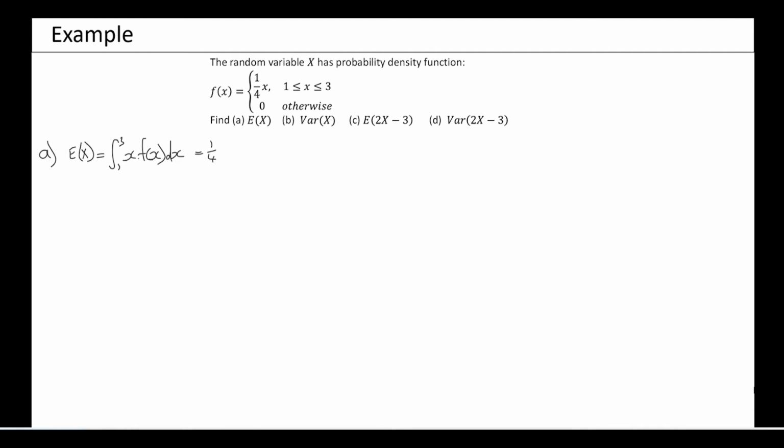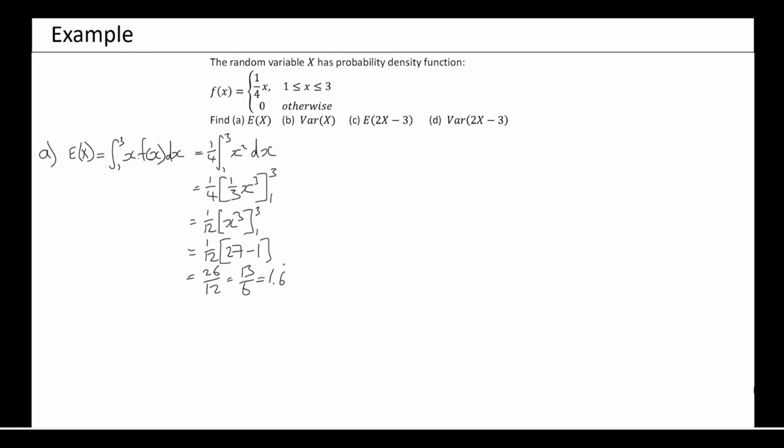So I can see already that I'm going to factorize out the constant of 1/4, and that's going to leave me with x squared on the inside to be integrated. So I'll get 1/4, and integrating gets me 1/3 of x cubed. I can actually factorize out the 1/3. I'll always do that. 1/12 x cubed, substituting in, we get 1/12 and 27 minus 1. That gives us 26/12, which cancels down, and as a decimal, we have 2.16 recurring.